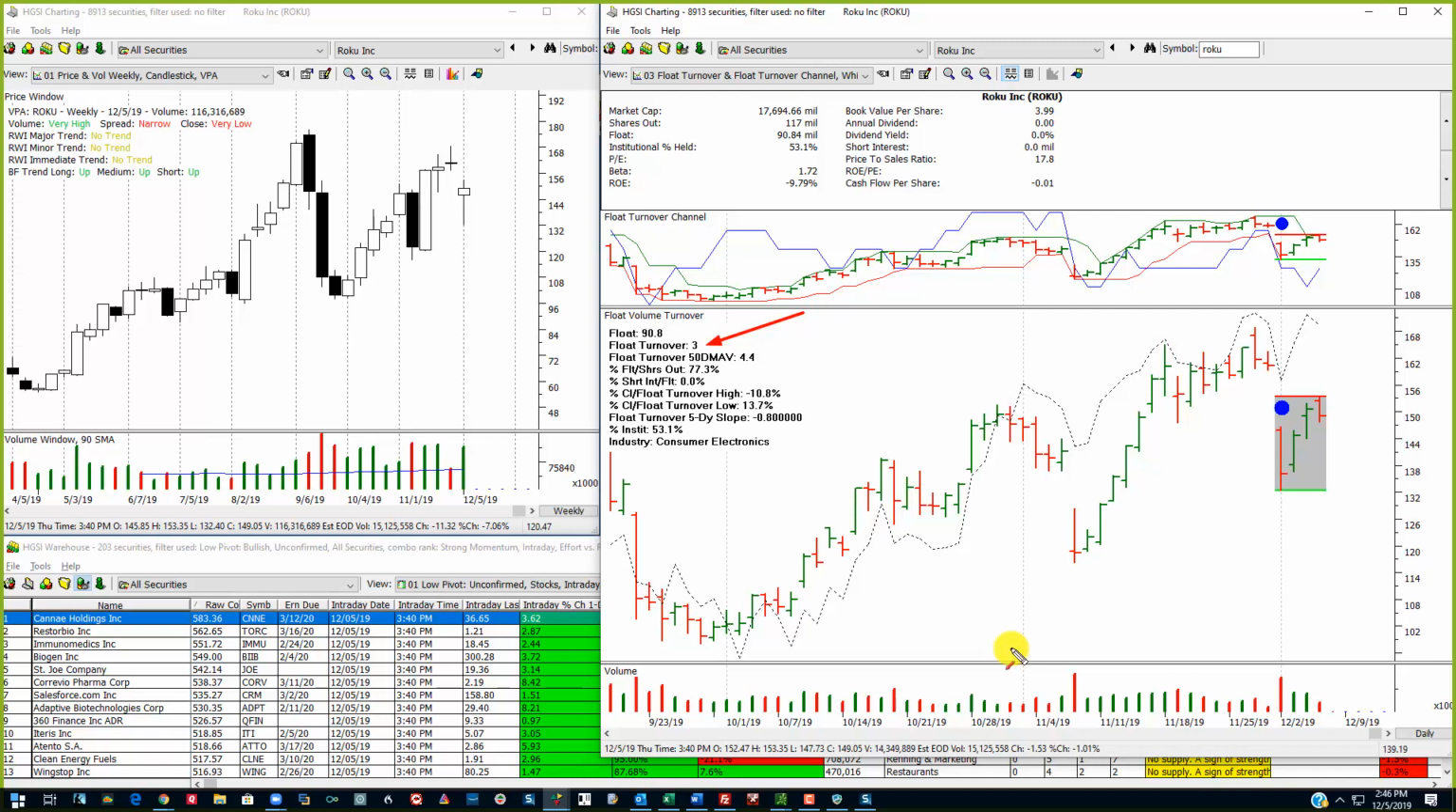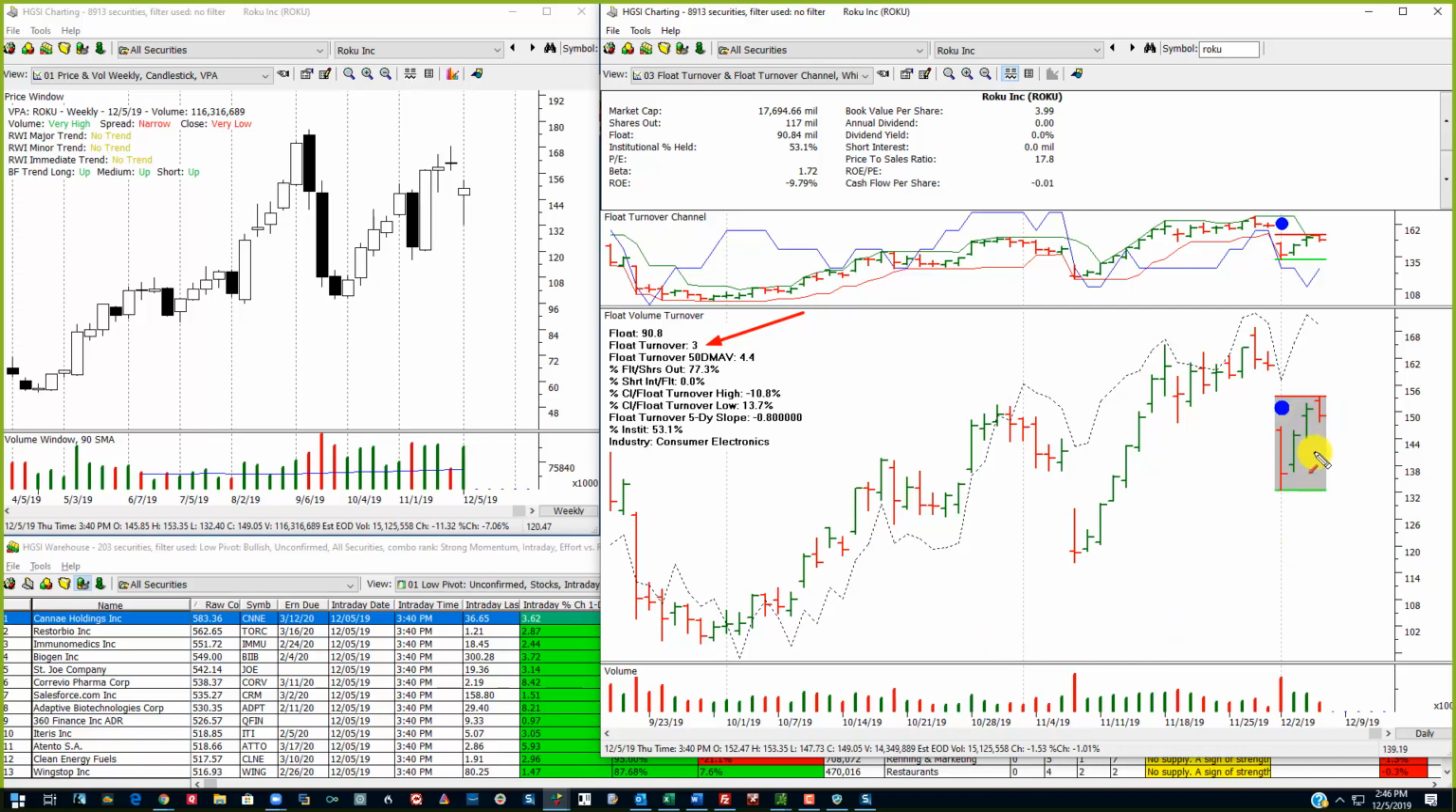I have seen one shorter than that recently, and that was Beyond Meat. It was turning its float over in a day. But it just means the activity. So if a stock's float is turning over that rapidly, it means people are getting in and out of those shares in a hurry. At least that's the way I view it.